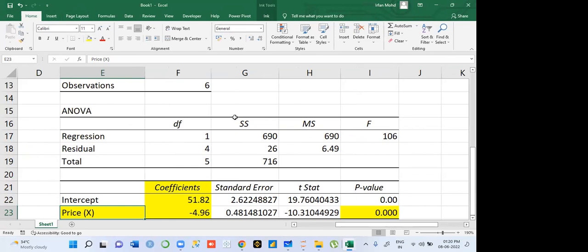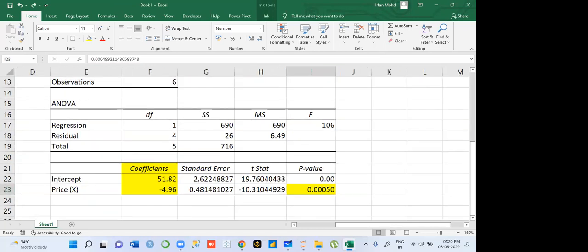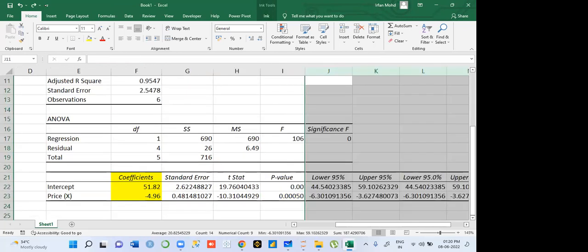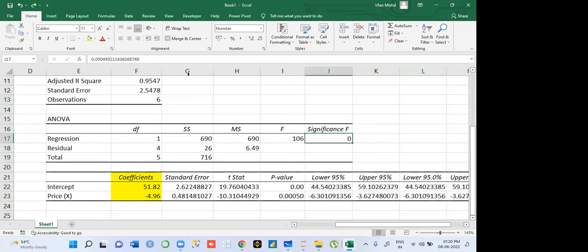All the numbers get matched. This table, okay. Either you make the decision from your P value, or you make the decision from FCal. This is the F P value.